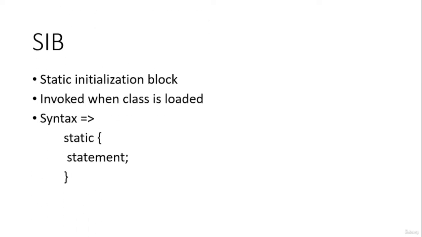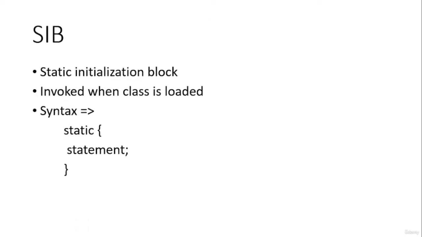Now let us see SIB. SIB means static initialization block. This is a block in which we initialize our static members. Static members, as we have already seen, are class-based members, so they belong to the class. Static members have to be initialized in some context, and in that case we will use SIBs.